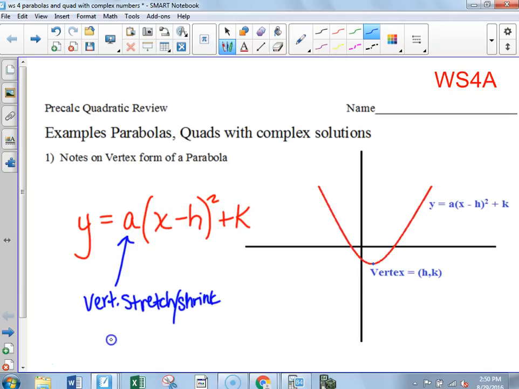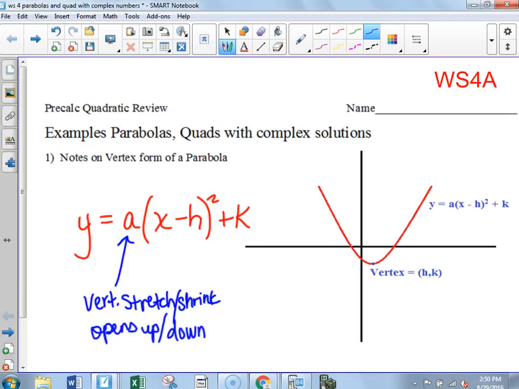What else does A do, though? It does one other thing. It determines, does it shift it? It determines whether it opens up or down. Does that sound familiar now? Up if it's positive, down if it's negative.